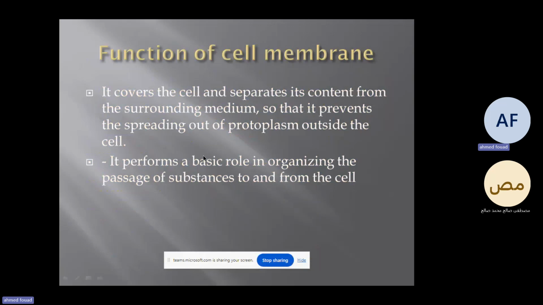Second, it organizes the passage of substances to and from the cell by the protein molecules. This means the protein molecules have a role in selecting what enters the cell. So we can say it has a selective permeability. So it can select the substances that enter or go out from the cell.